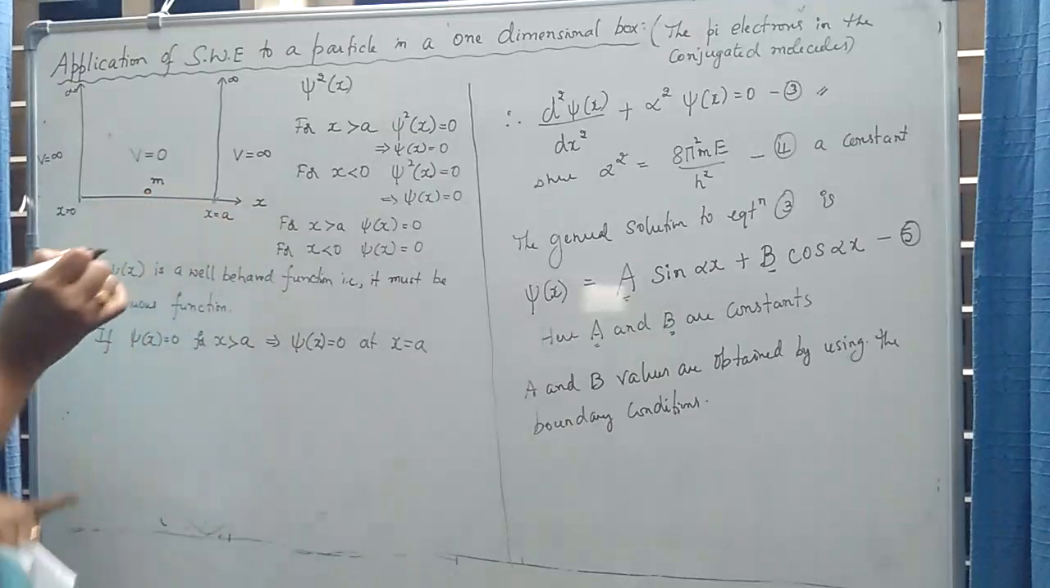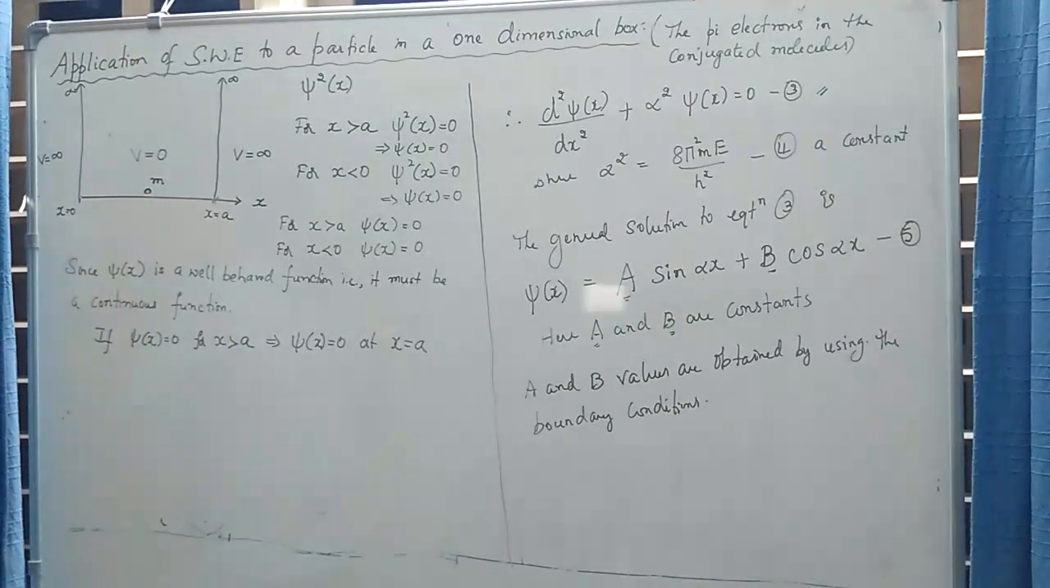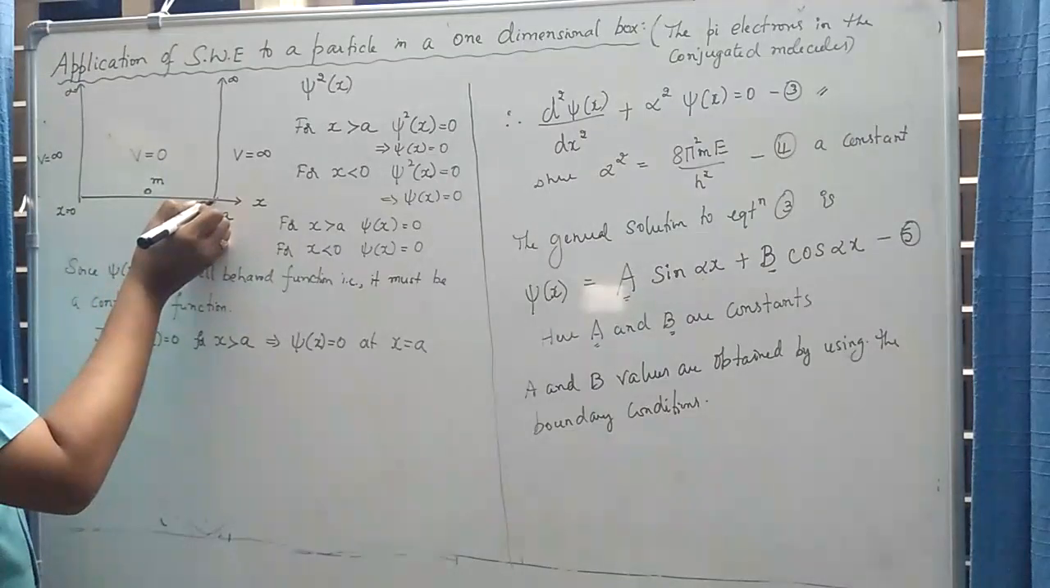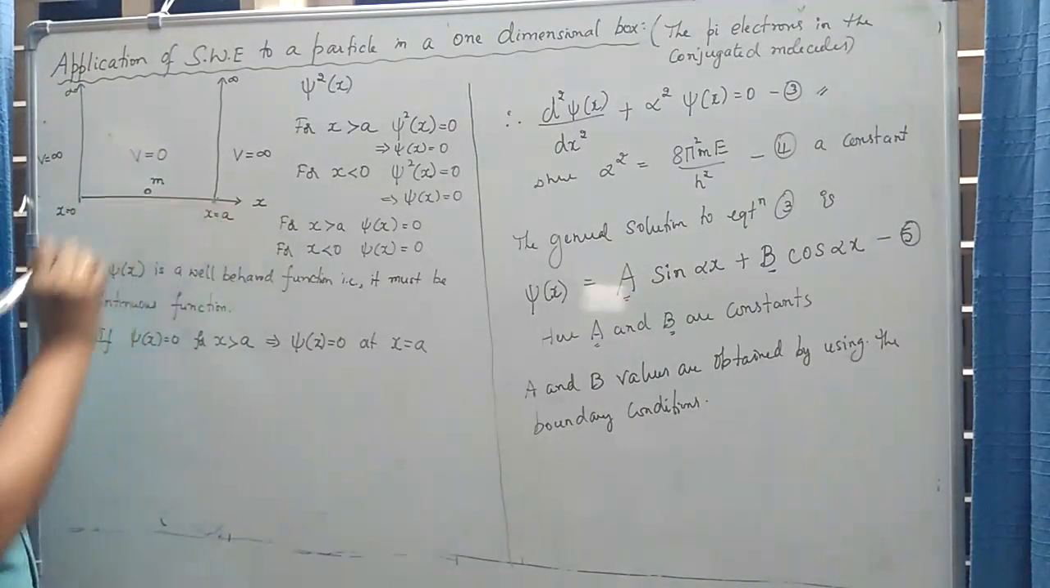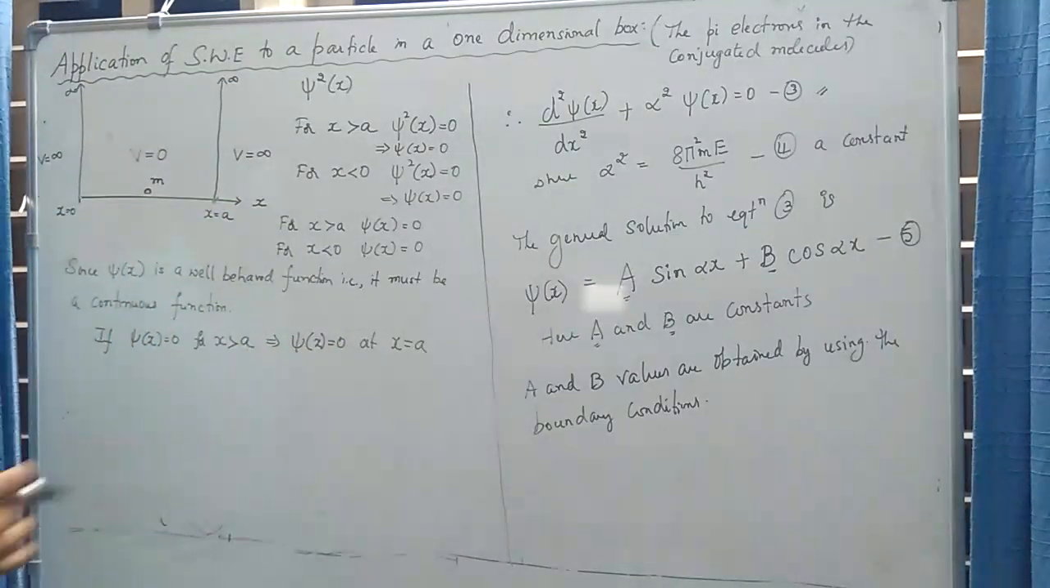I have already said what a continuous function is: it is a smooth function. The value of the function does not change in a very rapid or very fast way as the value of x changes. So because of that, the value of psi of x will be 0 even at x is equal to a.